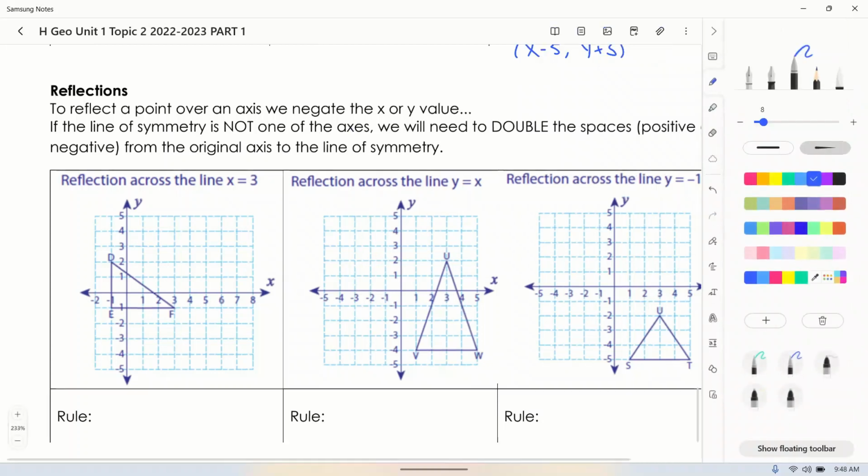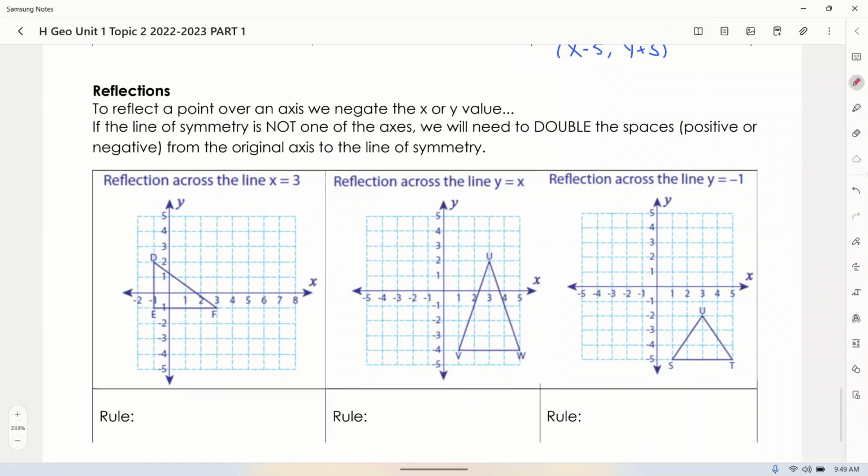And I didn't actually think that the notes here were super helpful, so I went to look somewhere else and found this actually pretty straightforward. So, reflection across the line x equals 3. So here it is. Let me draw in x equals 3. So there's x equals 3.